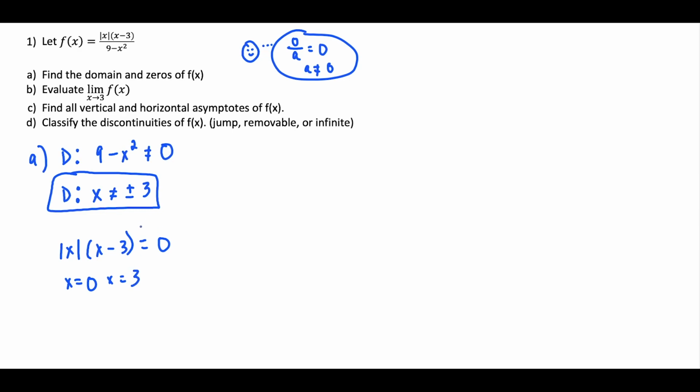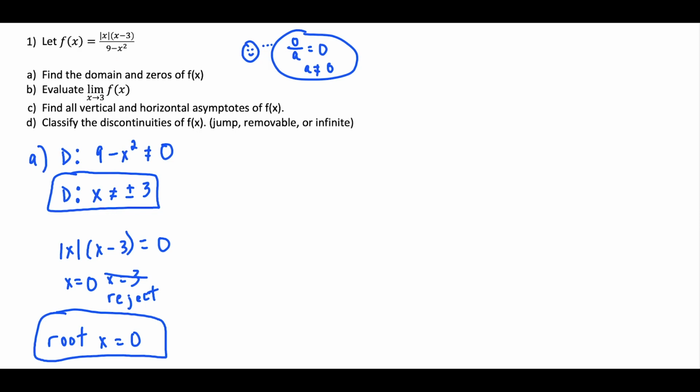However, if we just rush forward to part B, we're going to walk into a very dangerous trap here. We have to reject x equals 3 because x equals 3 is not in the domain of the function. If you were to plug x equals 3 in, it's going to make both the numerator and denominator equal to 0. So this tells us that we only have one root, and our one root is at x equals 0.